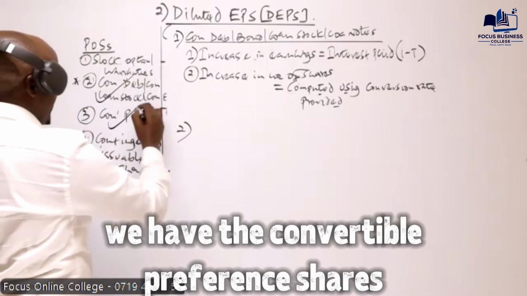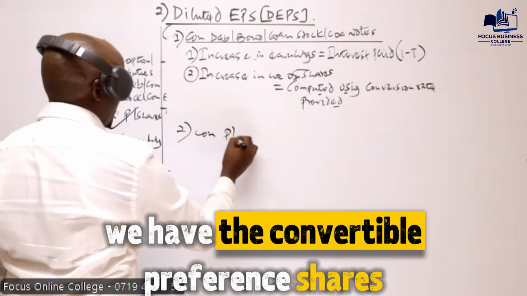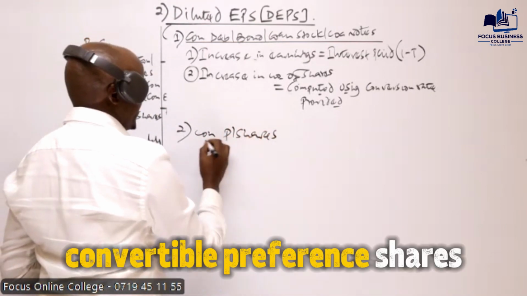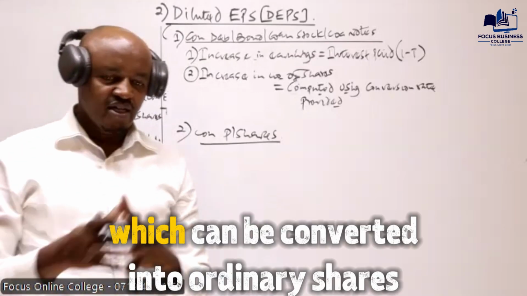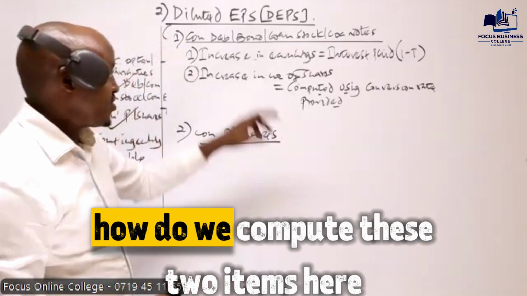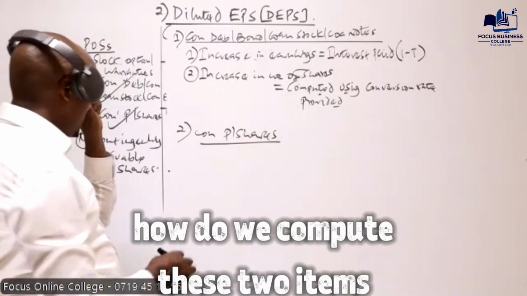So then from there we have the convertible preference shares. Basically, convertible preference shares are those preference shares which can be converted into ordinary shares. How do we compute these two items here?